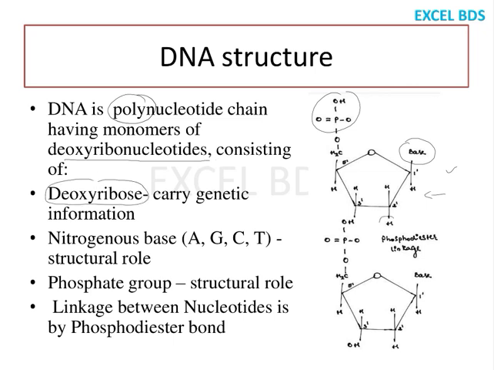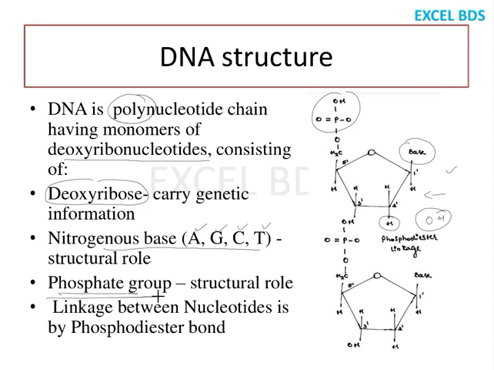Why we call it deoxyribose is, here instead of an OH group we have only an H group. The oxygen is removed. That's why the ribose sugar is called deoxyribose. And what are the different nitrogenous bases? As I mentioned, adenine, guanine, cytosine and thymine. These are the four nitrogenous bases which are present in the DNA.